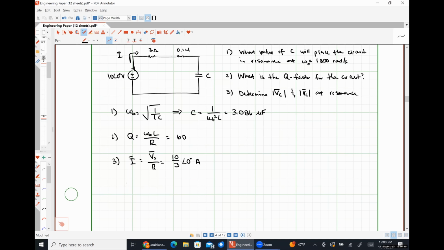So the magnitude of the capacitor voltage is just going to be the magnitude of the current times the magnitude of the impedance of the capacitor. And so that's just going to look like the magnitude of I over omega naught C. I want you guys to calculate this real quick and tell me what it is. I feel like you might be incredulous, but if you calculate it, you'll agree with it.